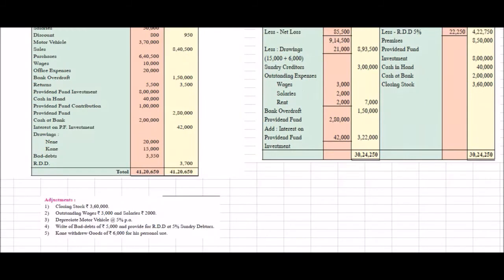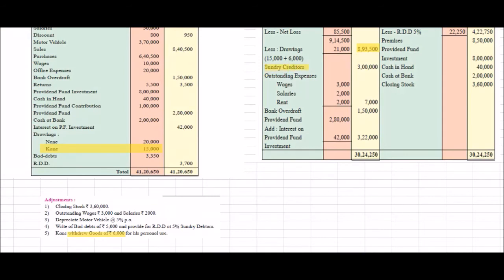Kane's withdrawal amount is 21,000. Before, he withdrew 15,000 rupees, and again in the adjustment they have mentioned that 6,000 also he withdrew for his personal use. So altogether it is 21,000 rupees, 15,000 plus 6,000. After deducting, he got 8 lakhs 93,500 rupees. This is the capital account.